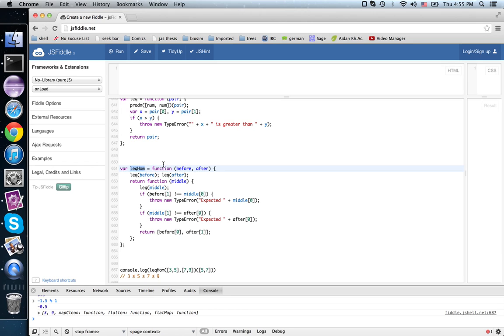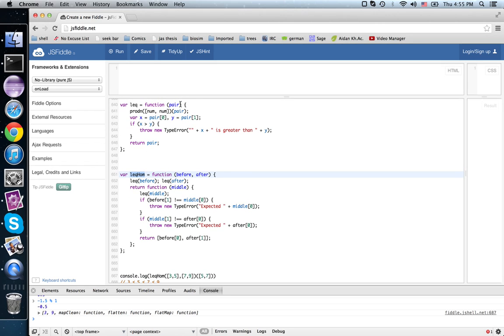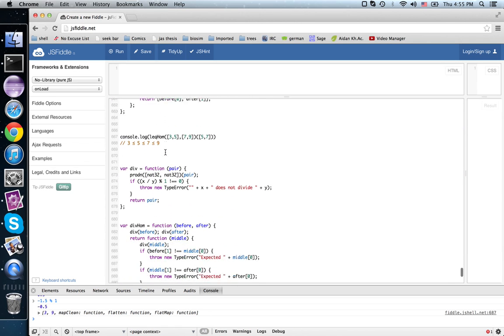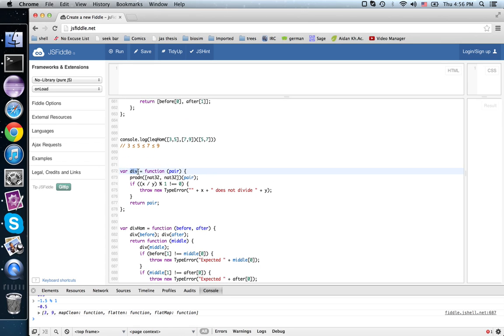Now the identity less than or equal to is just a pair x, x, because x is of course less than or equal to itself. Here's another one. Div. As before, it's a pair. This time we want natural numbers. Then we look at the fractional part, and we divide, this should be y divided by x. So if y divided by x has a 0 remainder, all is good, otherwise we throw an exception.